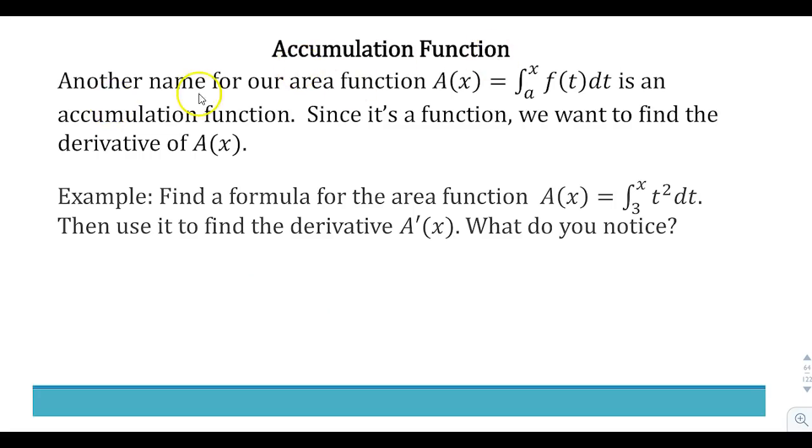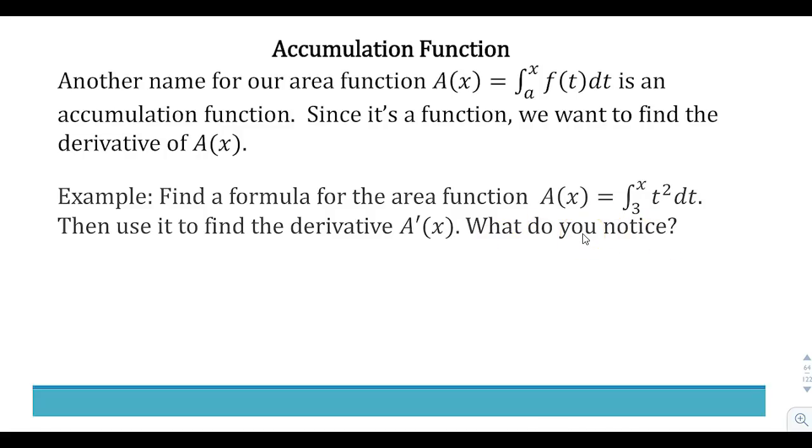Accumulation function. Another name for our area function, A of x, the integral from a to x of f of t dt, is an accumulation function because we are constantly accumulating area as we substitute in different values of x. Now, since it's a function, we want to find the derivative of A of x. So in this example, we're going to find a formula first for the area function defined by A of x equals the integral from 3 to x of t squared dt. And then we'll use it to find the derivative and see if we notice anything.